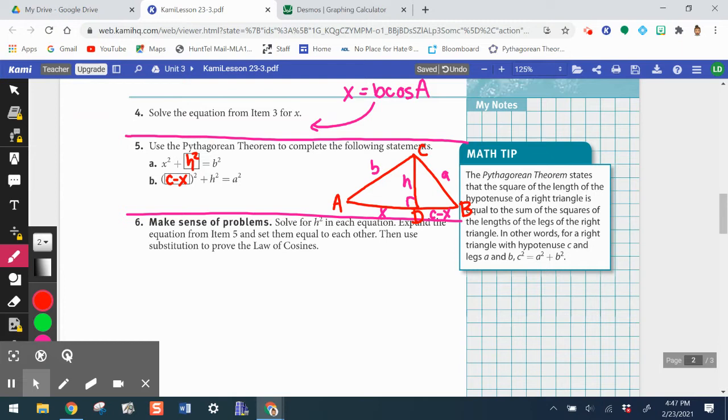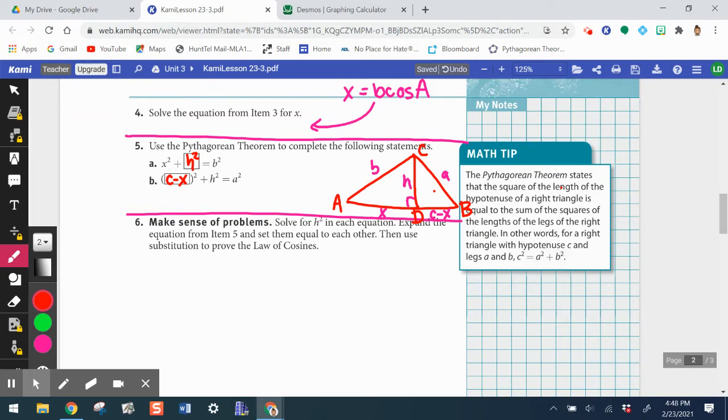So number 5 said, use the Pythagorean theorem to complete the following statements. So I redrew the triangle here just so we wouldn't have to flip back and forth. The Pythagorean theorem is simple, and this is what it states: the square of the length of the hypotenuse of a right triangle, so we're going to divide this original triangle ABC into these two right triangles and focus on one triangle at a time, is equal to the sum of the squares of the lengths of the legs of the right triangle. In other words, c squared, the hypotenuse squared, is equal to the length of the two legs squared and added together.